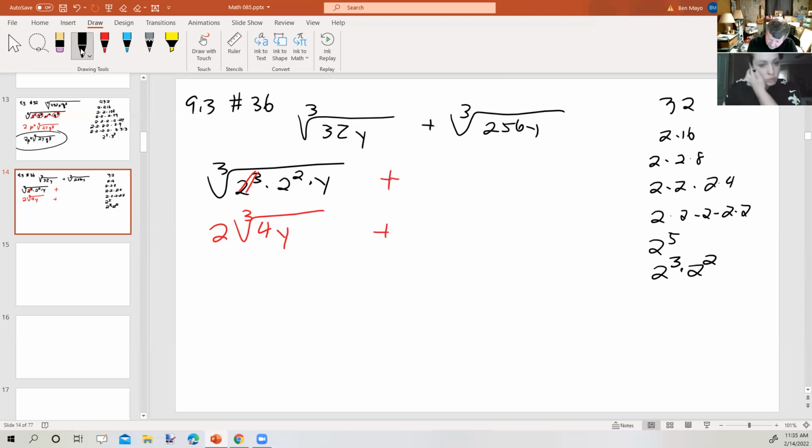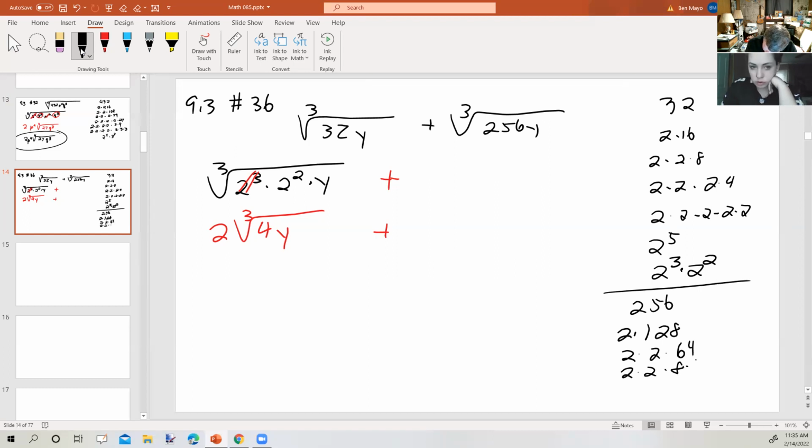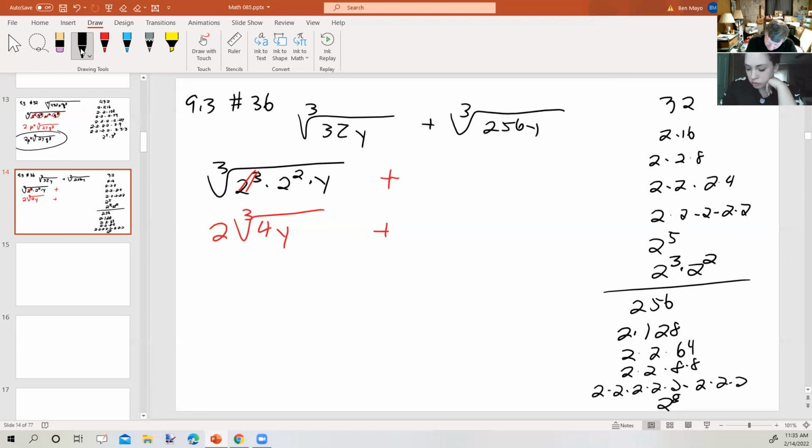Okay, now let's deal with that second one, 256. 256 is 2 times 128, which is 2 times 2 times 64, which is 2 times 2 times 8 times 8, which is 2 times 2, and then 8 is 2 times 2 times 2, and 8 is 2 times 2 times 2, and I have 1, 2, 3, 4, 5, 6, 7, 8, 2 to the 8th power. And I'm going to write that as the cube root of 2 to the 6th power times 2 squared times y. And why did I take 2 to the 8th and break it apart as 2 to the 6th times 2 to the 2nd?